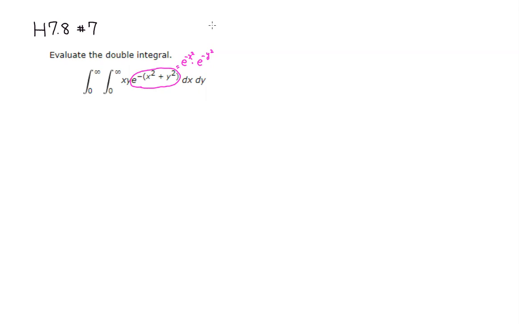Then you can see that the first integral is done with respect to x, so everything else is going to be considered a constant, especially y. So y is a constant, and you can kick that outside because it's just going to be a number. And e to the negative y squared is also considered a number, so you can kick it outside of the inner integral.